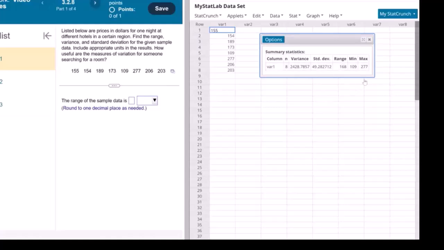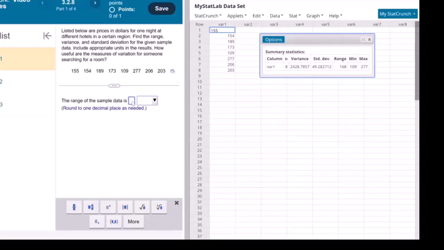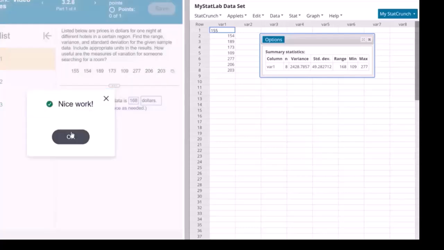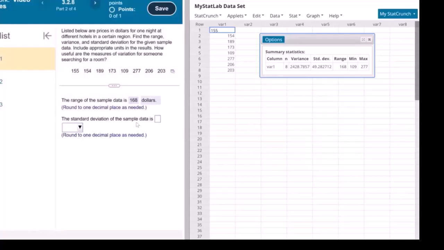The range, if I have my max minus my min, I get 168, which is exactly what it's giving me here for my range. I don't need to do the math, but I wanted to show you that that's all that they're doing. The range is 168, and here they want to know what the units are. It's 168. And here it says listed below are prices in dollars. So it's $168. Perfect.